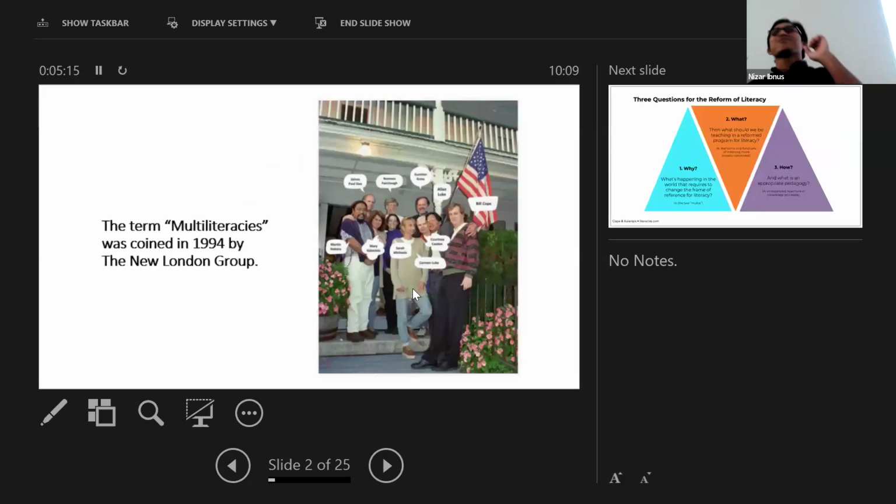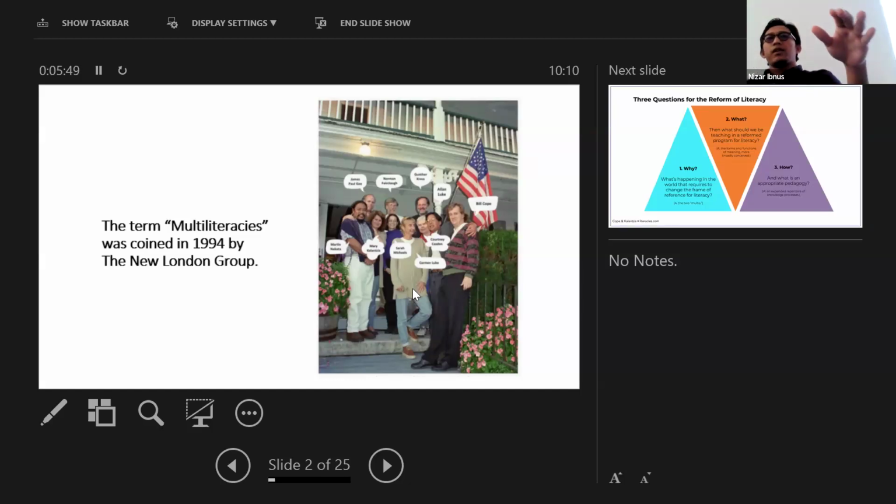Oh, okay. The term multiliteracies was coined by a group of 10 people who were called the New London Group. Even though it is London, the place where they gathered was not in the UK but in the United States, because in the United States there is a place called New London, in New Hampshire state in the USA.